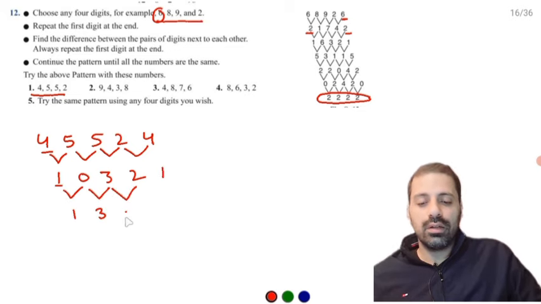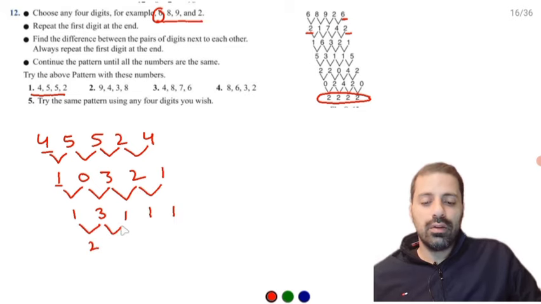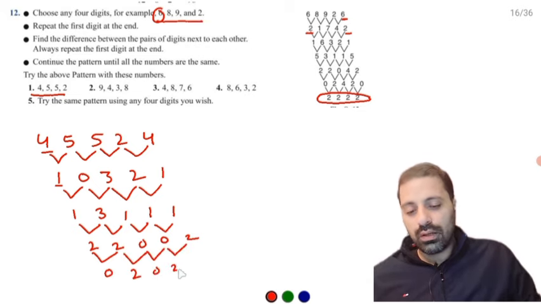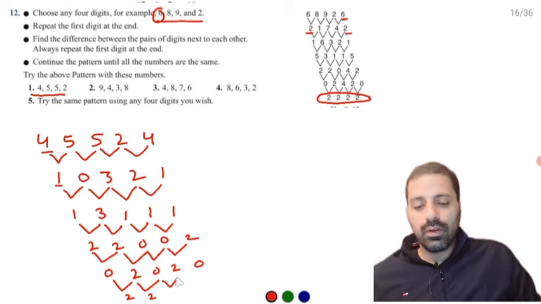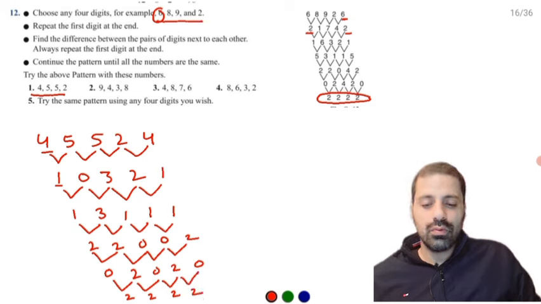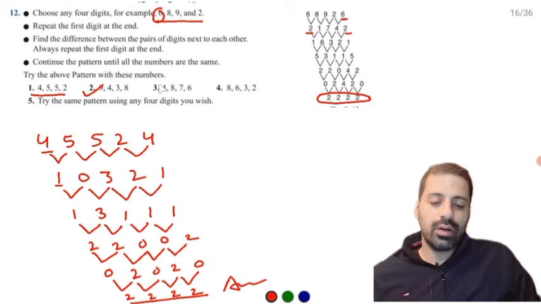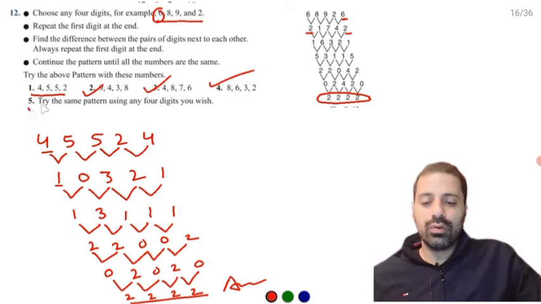Now the difference is 1, now the difference is 3, now the difference is 1, and now the difference is 1. Now repeat 1, now the difference is 2, now the difference is 2, this difference is 0, this difference is 0. Now repeat 2, now this difference is 0 here, this difference is 2 here, this difference is 0, and this difference is 2. Now repeat 0, now the difference is 2, 2, 2, and 2. So this is the pattern we have to find, and this way you have to solve this question, this question, this question, and this question.